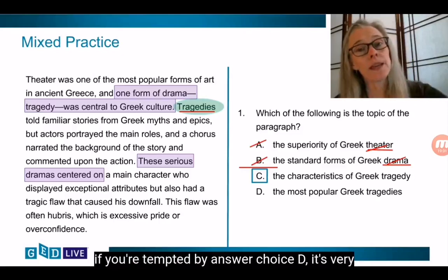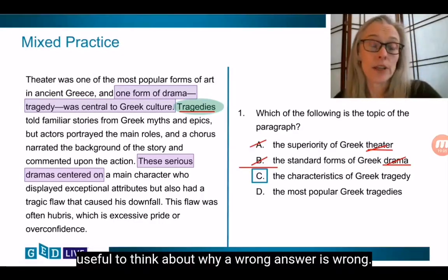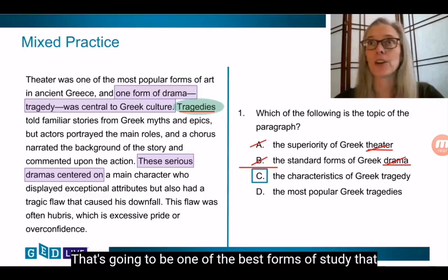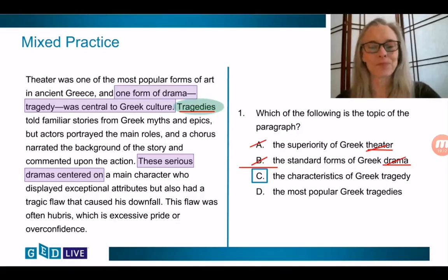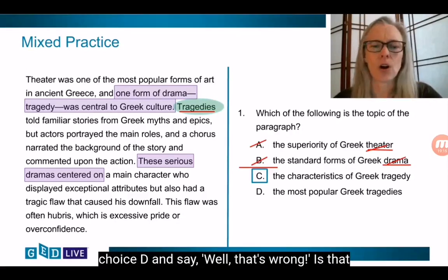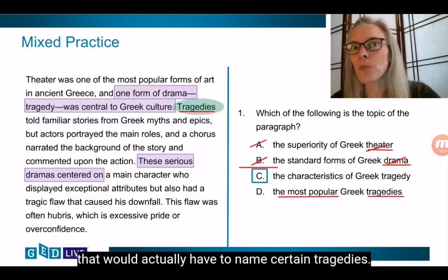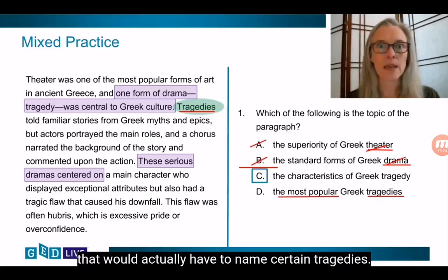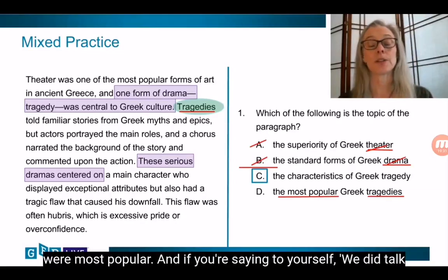And if you're tempted by answer choice D, it's very useful to think about why a wrong answer is wrong. That's going to be one of the best forms of study that you do when you're preparing for this test. And so the reason why you can look at answer choice D and say, well, that's wrong, is that the most popular Greek tragedies, well, that would actually have to name certain tragedies, or it would have to make a reference to which ones were most popular.